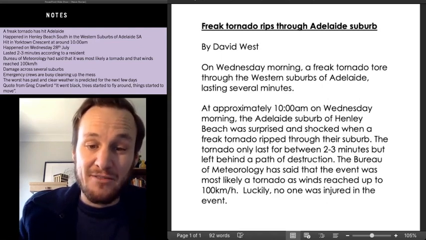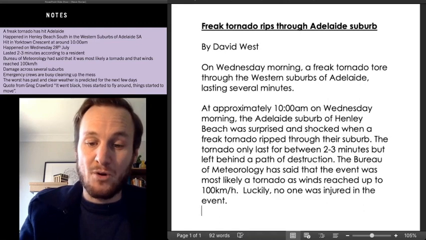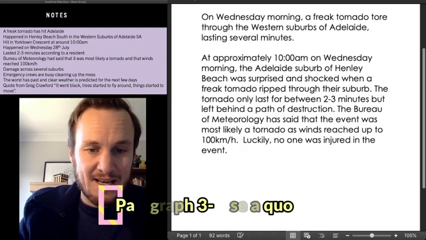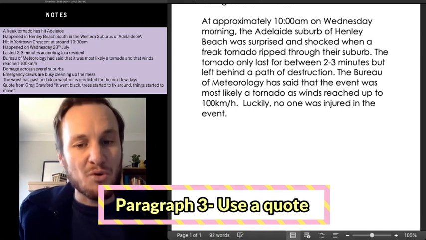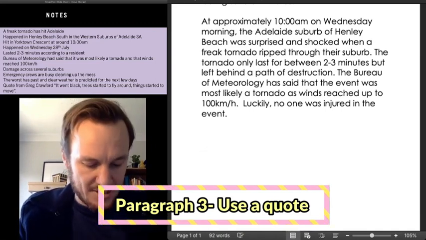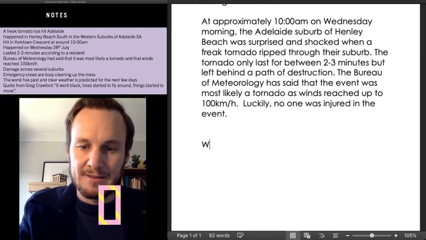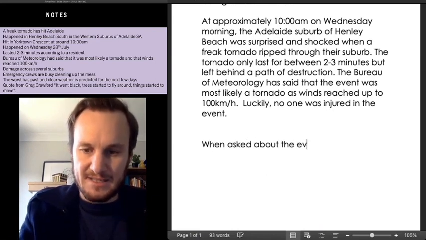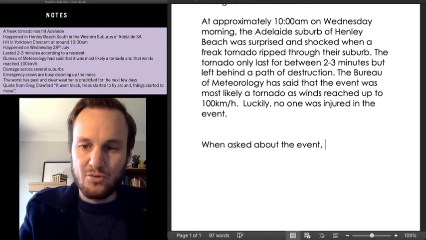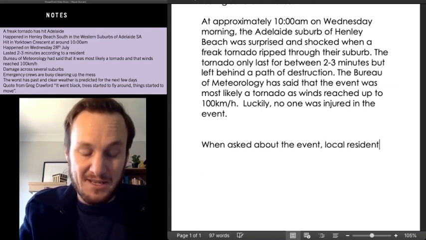Now remember, I said paragraph 3 is going to be a quote. Now, there were so many quotes in that. Some of them were better than others, but I'm trying to get one that felt like the emotions in their quote. So I'm going to write, when asked about the event, local resident, which means basically the guy who lived there, Greg Crawford.